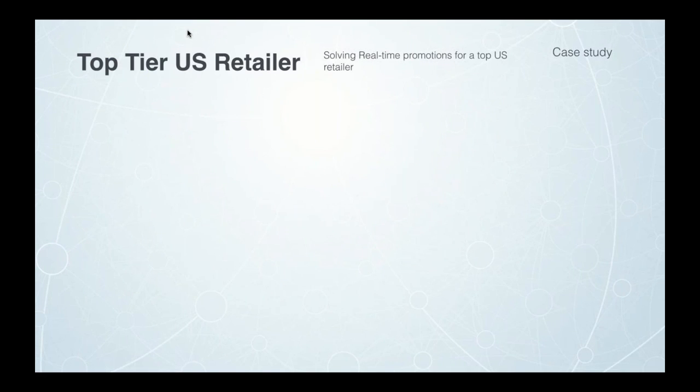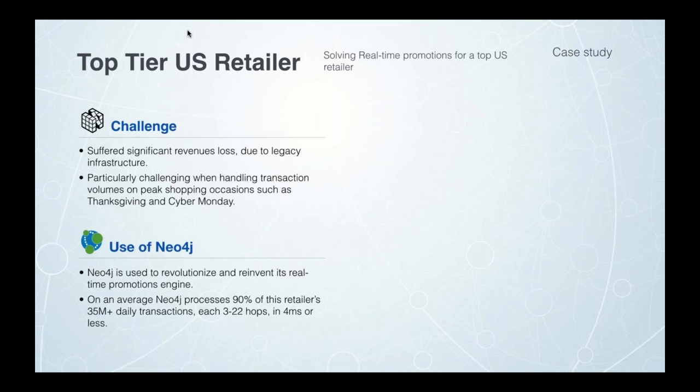And finally, Neo4j is used by another top-tier US retailer to revolutionize and reinvent its real-time promotions engine. And this particular retailer suffered significant revenue loss due to legacy infrastructures that required them to form online virtual checkout queues. You can think of it like the online equivalent of waiting in line, basically, in order to handle volumes during peak shopping occasions such as Thanksgiving and Cyber Monday.